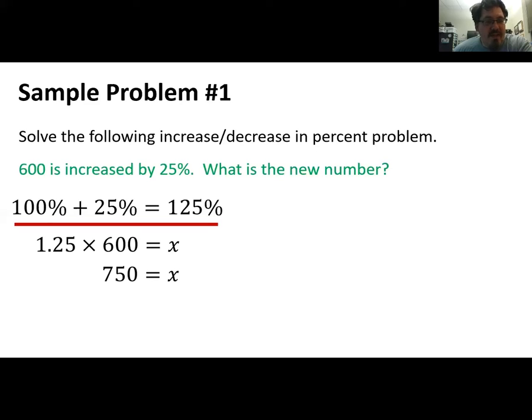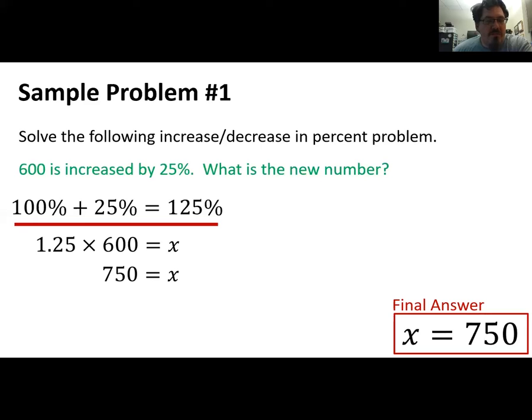When 600 is increased, it makes sense that our answer is going to be bigger than what we started with. And again, it's bigger by 25%. So there is our solution. Again, when you increase in percent, you start with 100% and you add to that and then use that new percentage to do your calculation.